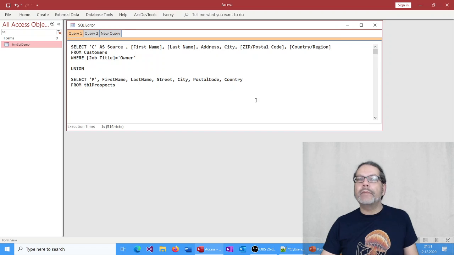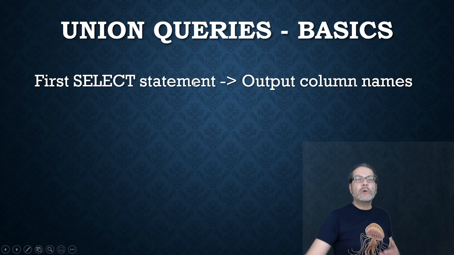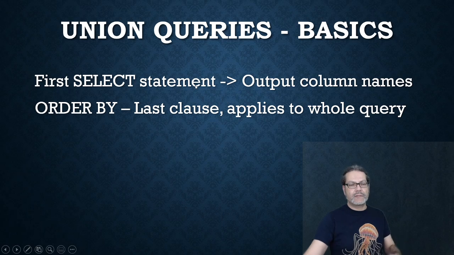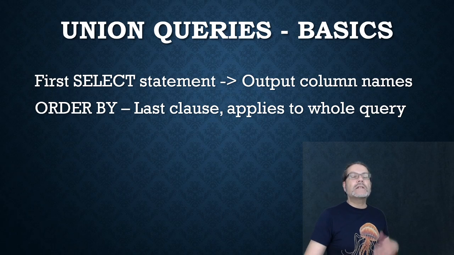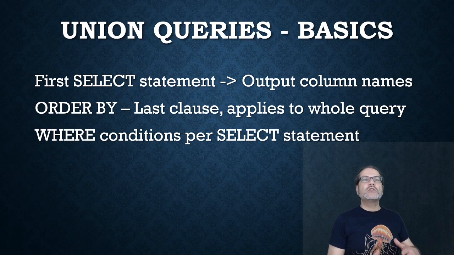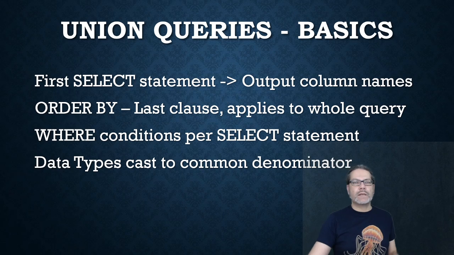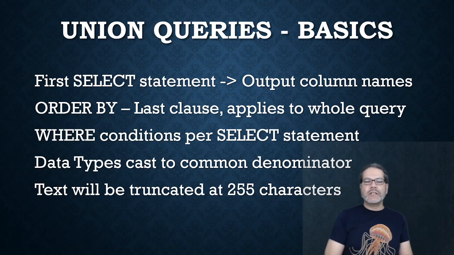So that are the basics covered, I'd say. Let's do a very quick recap here. The first select statement defines the output column names. An order by clause can be added only once, and it needs to be the last clause of the whole query. And it uses the column names from the first select. The where condition or multiple where conditions need to be added to the respective select statement where you want to apply the condition. Data types will be cast down to the common denominator, and if there is no real common denominator, like you combine a number with a date or anything with a text value, then it will be text, of course.